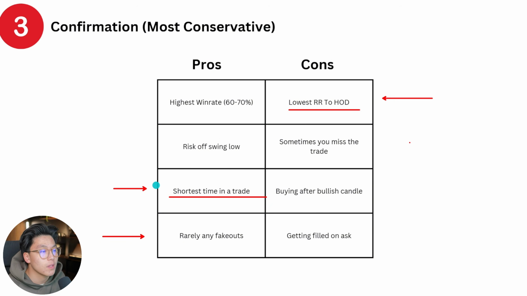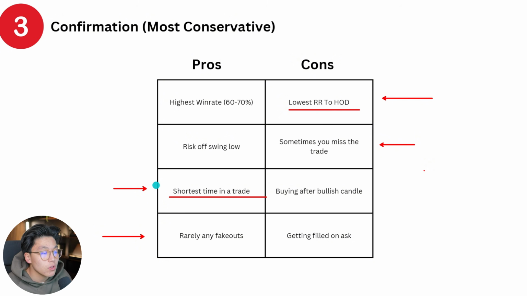So if you are a trader that likes to take off partials at high of day, it might be a little bit of a con because the risk reward ratio might not be the greatest towards high of day. It might be a little bit under a 1 to 1. Sometimes you miss the trade. When you do wait for confirmation, sometimes you miss the trade because the risk reward might not be in your favor, right? When you wait for that confirmation candle, sometimes that candle is already at high of day.